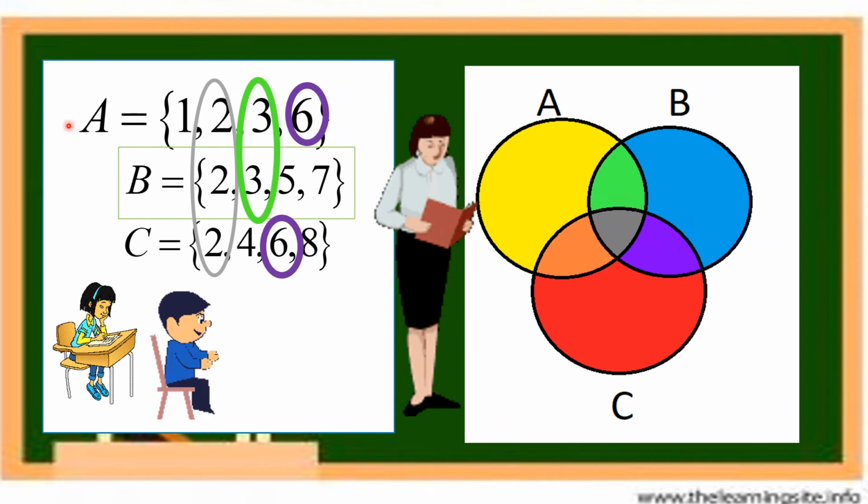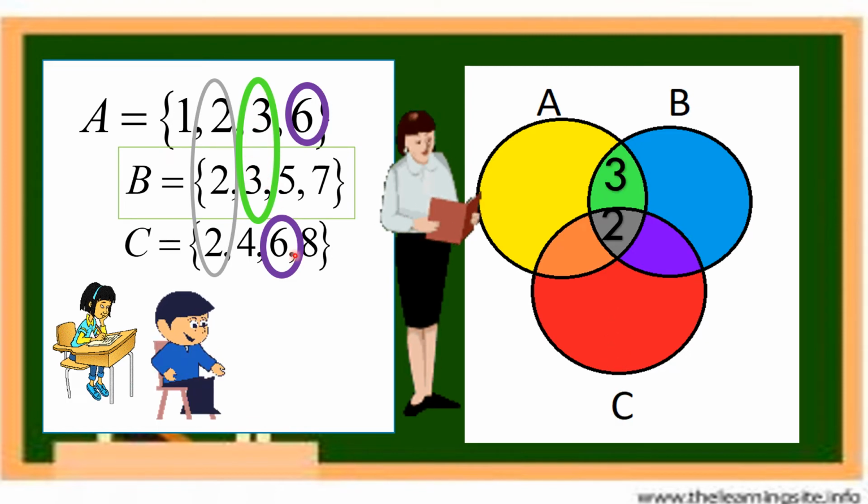Alright, looking at the given set A, set B, and set C, we already have 3 circles, and the 3 circles are intersecting each other. What is the element that is common to set A, set B, and set C? The answer is number 2. How about the common element of set A and set B aside from 2? We have the number 3. How about the common element of set A and set C? We have the number 6.